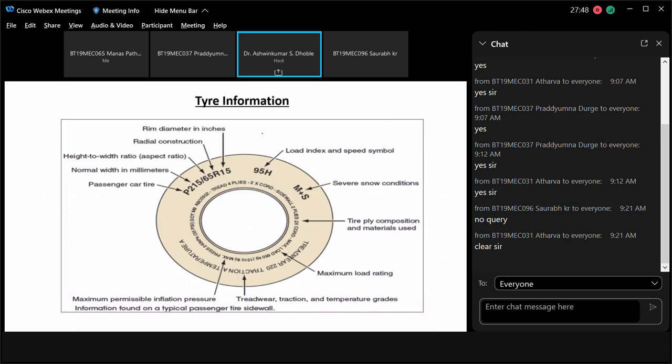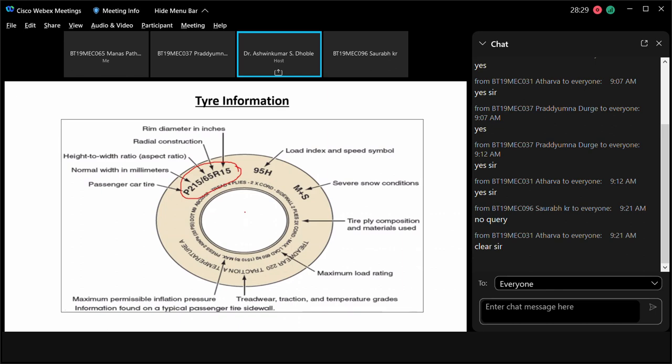Okay, now tire information. As I told you, there is a number embossed on the side wall of the tire. So what is that number? You can see the tire information, the number is P215/65R15. Then load index and speed symbol, then severe snow conditions, then tire ply composition and used material. We don't require all these things, whereas we require this particular number. This is called the metric designation of the tire. It is decided by the Society of Automotive Engineers, and this gives you the idea.